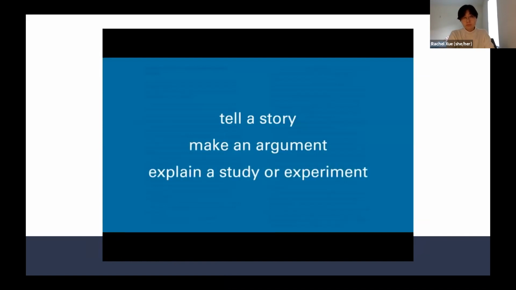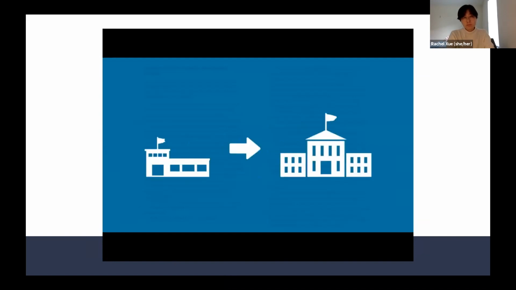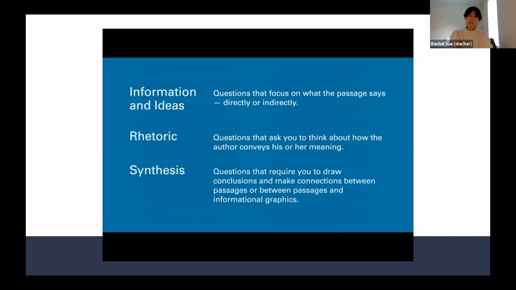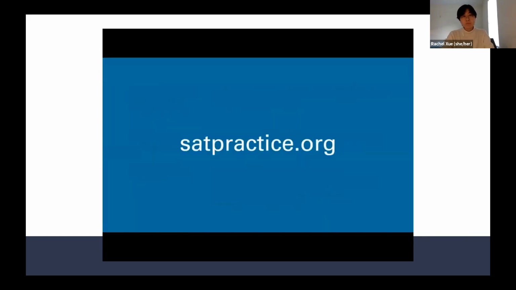The passages will range in complexity from a 9th grade level up to what you would expect to see in the first year of college or other post-secondary training. The questions on the reading test fall into 3 main categories: information and ideas, questions that focus on what the passage says, directly or indirectly; rhetoric, questions that ask you to think about how the author conveys his or her meaning; and synthesis, questions that require you to draw conclusions and make connections between passages or between passages and informational graphics. For more information on the SAT reading test, check out satpractice.org, where you can get free hands-on practice.